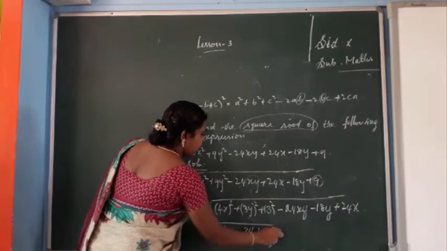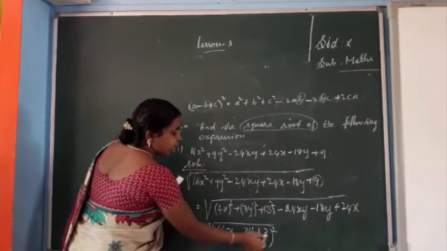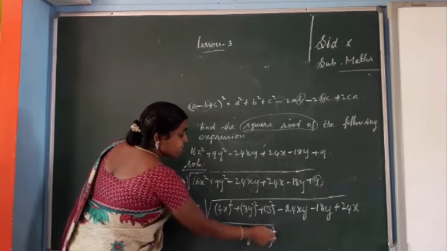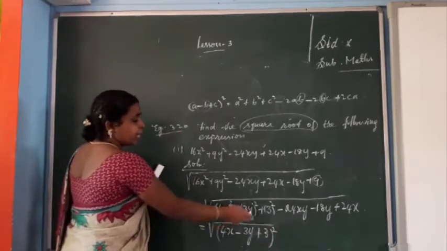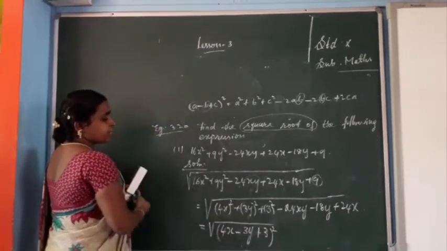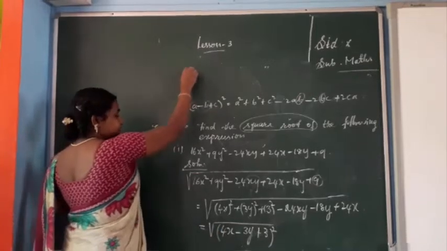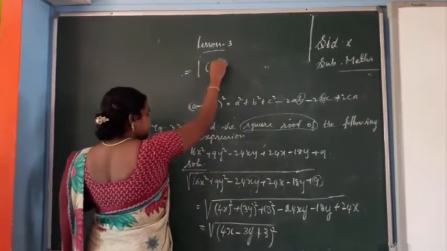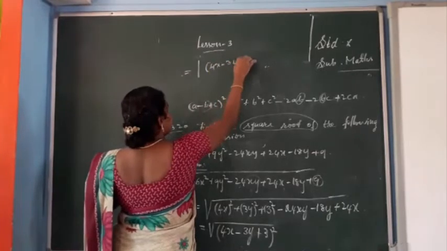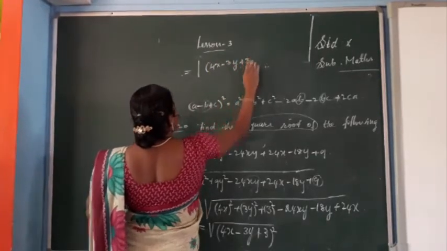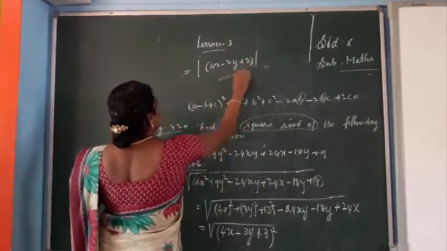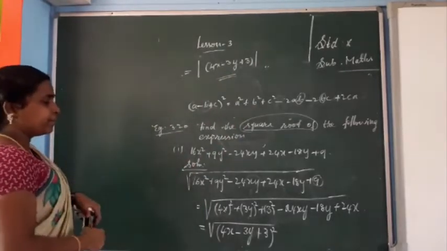Modulus of 4x minus 3y plus 3. So this is the answer: 4x minus 3y plus 3.